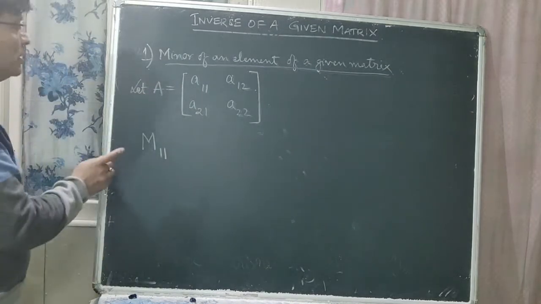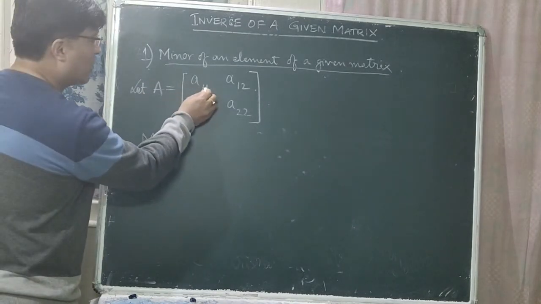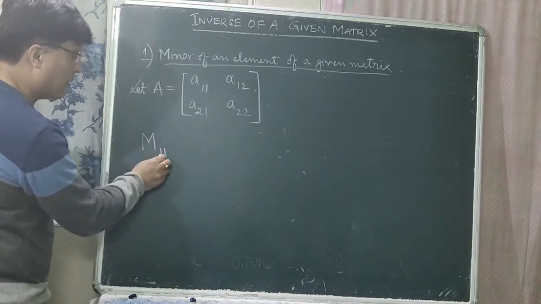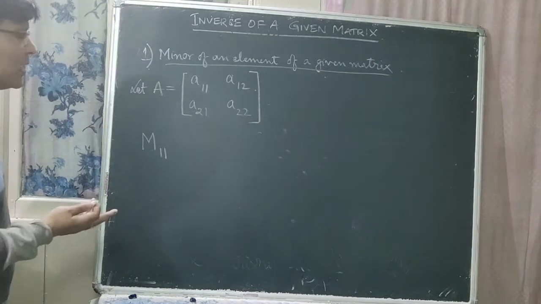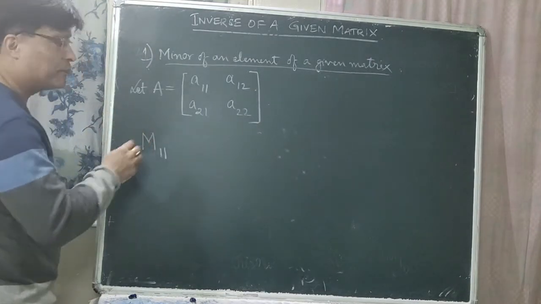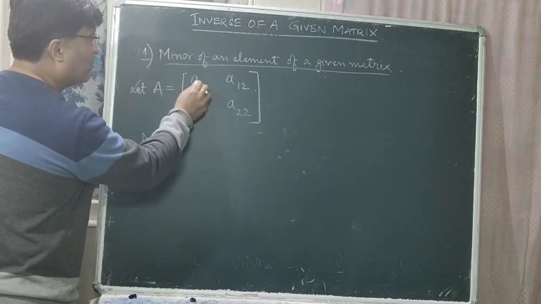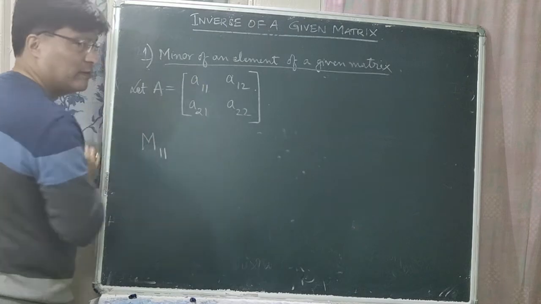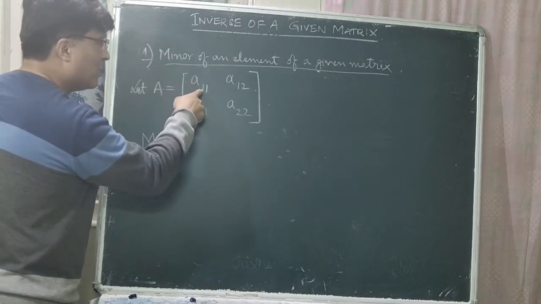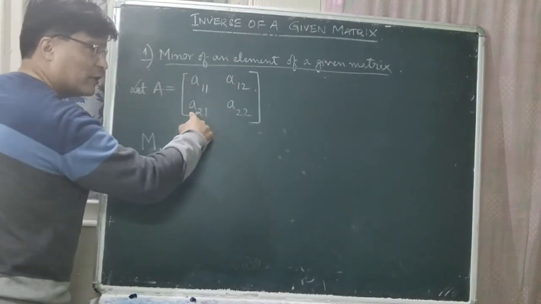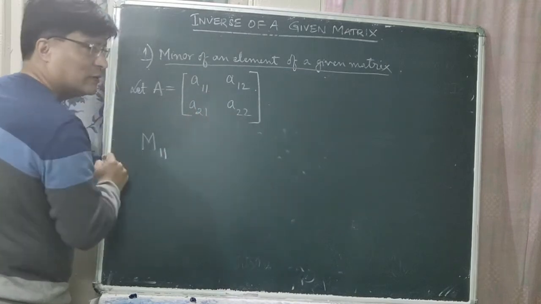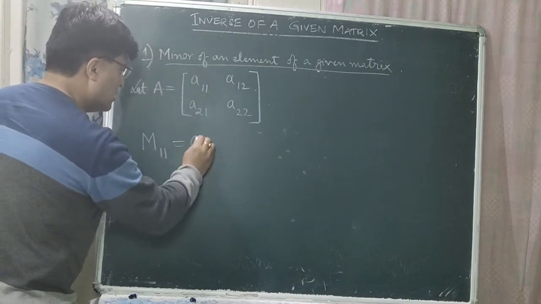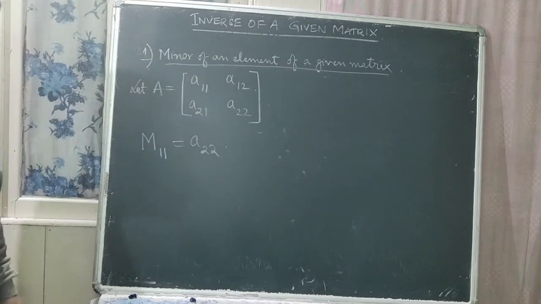Is that clear? What do we mean here? Which is the minor of A11? Capital M11, suppose. How do we find it? If we are finding the minor of the element A11, you have to delete the row and the column through the element A11. That means if you delete the first row and the first column, then you will get A22. So the minor of the element small a11 is A22.